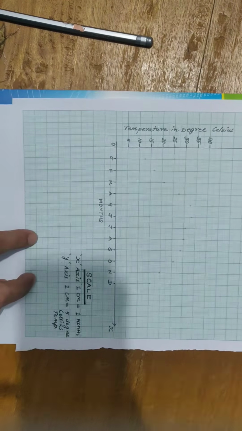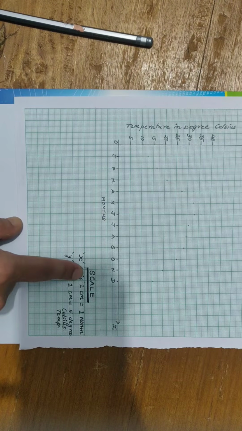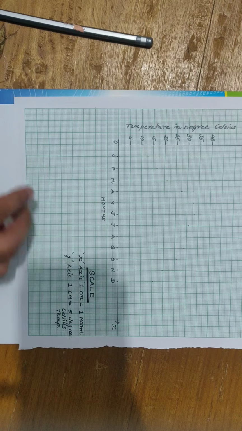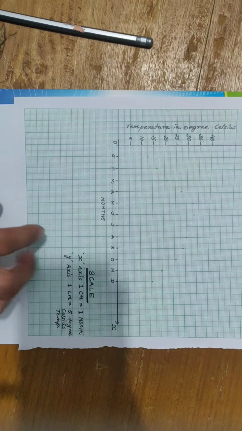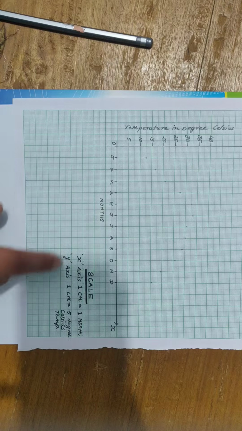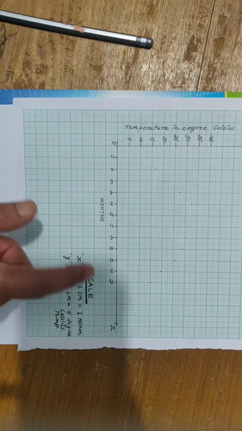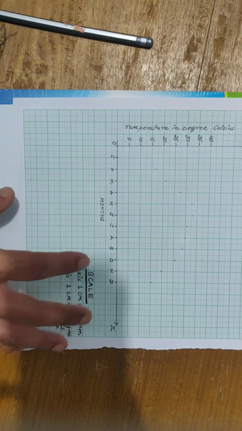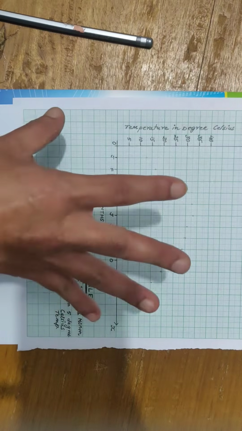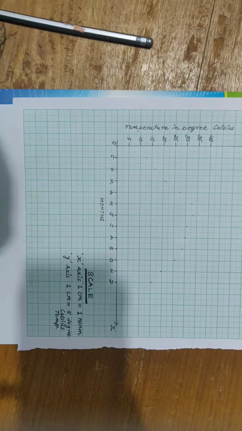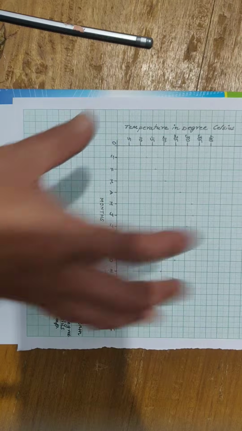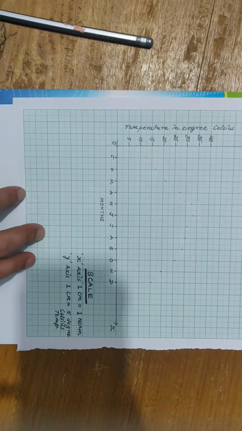The other important thing is scale. While making your graph, it's very important. When you complete your graph, you should always provide the scale. When you provide the scale, the onlookers, the ones who study the graph, understand very easily what is going on in the graph.